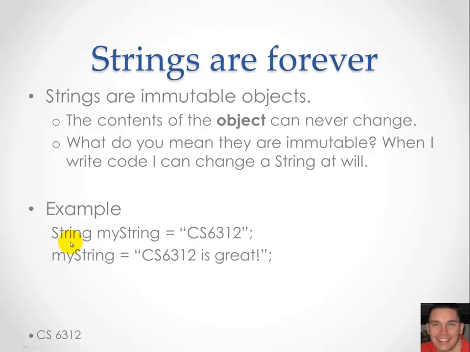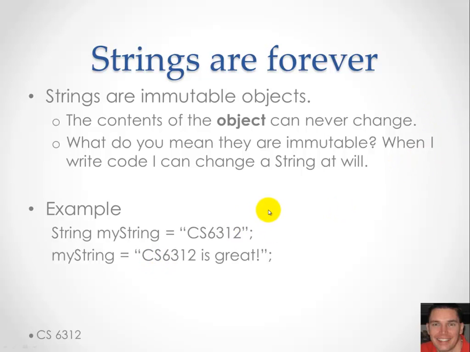What happens though, when we say myString equals "CS6312", is it makes a string object. Once it makes that, "CS6312" is in that object, and that content will never change. But when I come back here and say myString equals "CS6312 is great", what that does is make an entirely new string object that has "CS6312 is great" in it, and the contents of that will never change. So every time you do a new assignment, you modify a string, it's making an entirely new string object.